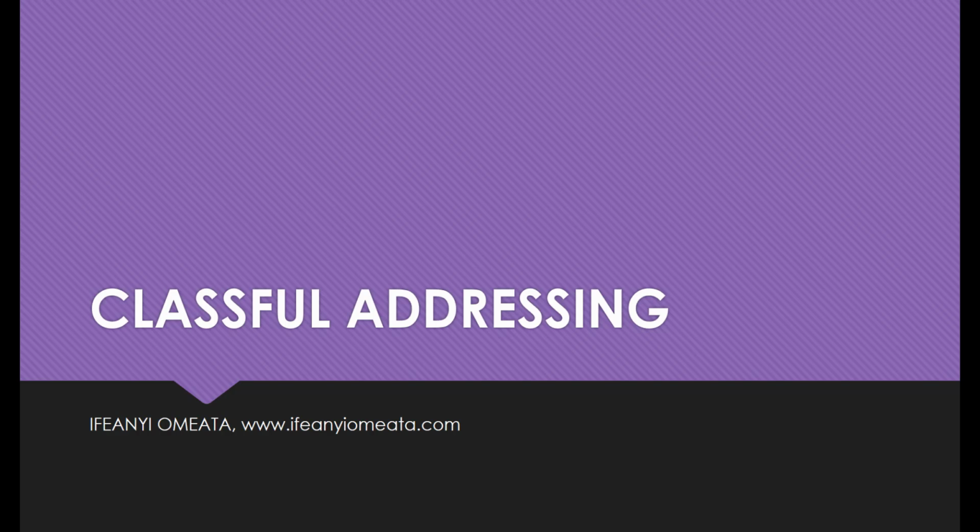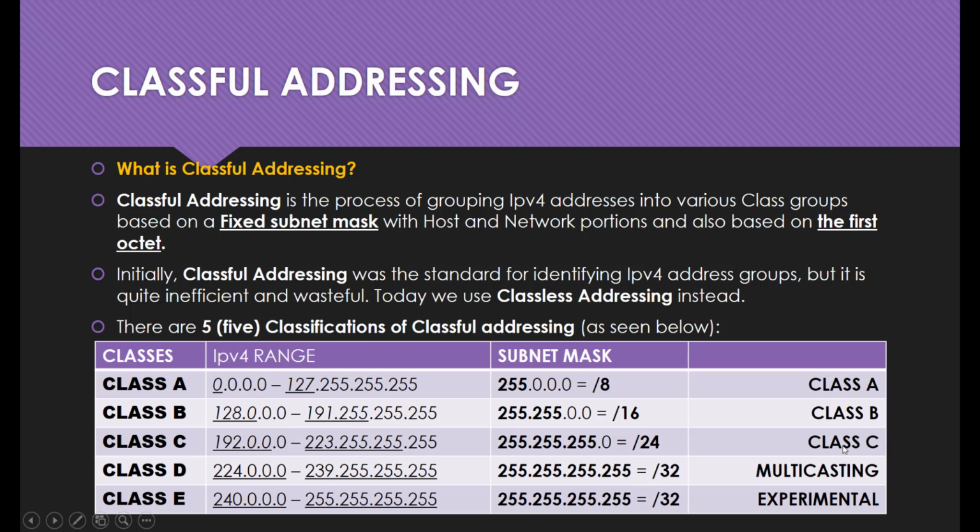Welcome to classful addressing. So what is classful addressing? Classful addressing is the process of grouping IP version 4 addresses into various class groups based on a fixed subnet mask with host and network portions, and also based on the first octet. Initially, classful addressing was the standard for identifying IP version 4 address groups, but it is quite inefficient and wasteful. Today we use classless addressing instead.